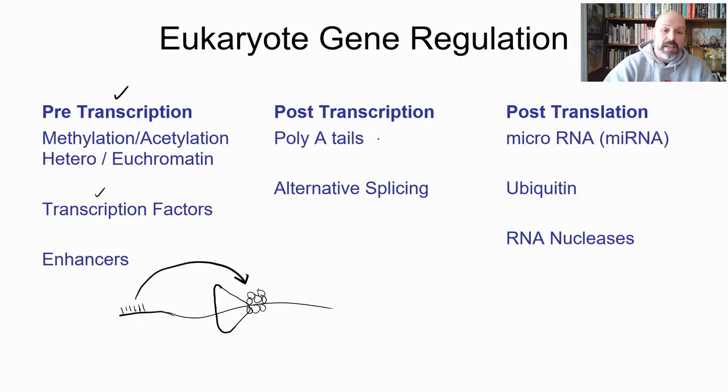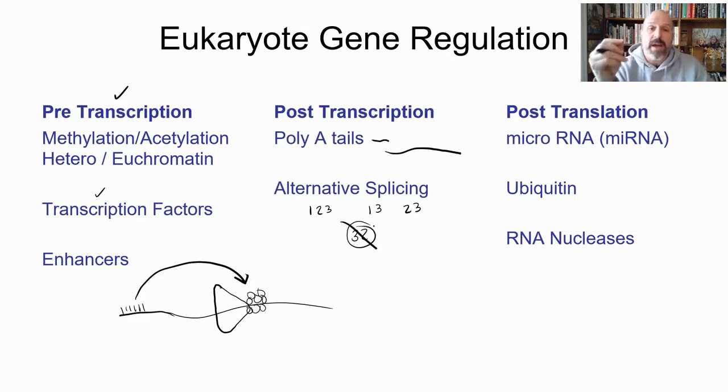Post-transcription, you got to have your poly A tails. The length is going to be the lifespan of how long that guy gets read, or girl, gender neutral. There's alternative splicing in linear fashion. You can go 1, 2, 3. You can go 1, 3. You can go 2, 3. But you can't go 3, 2. That is a no-no. You can't go backward.